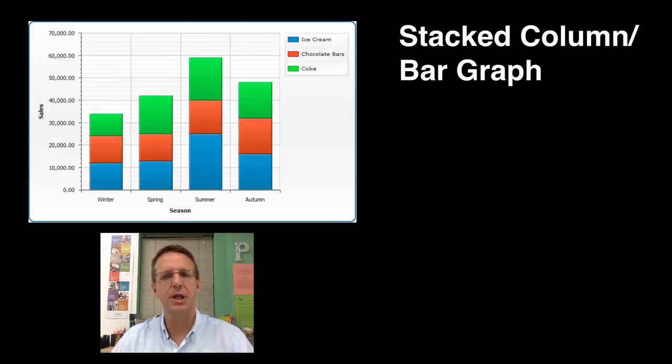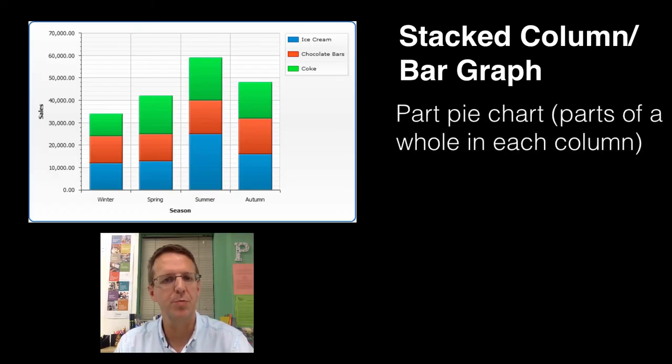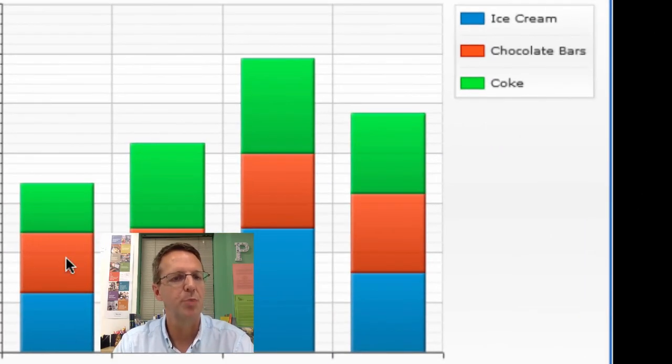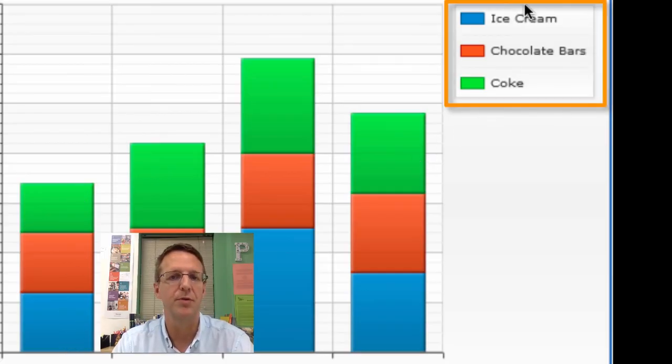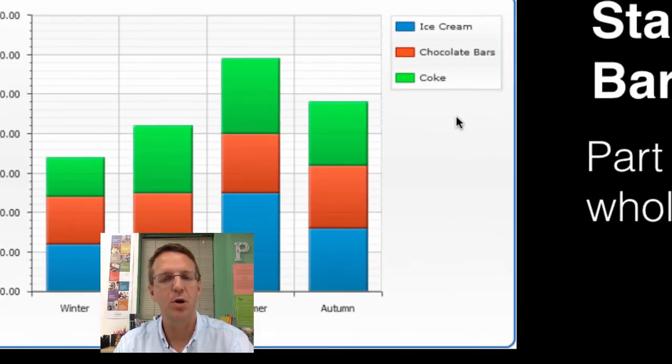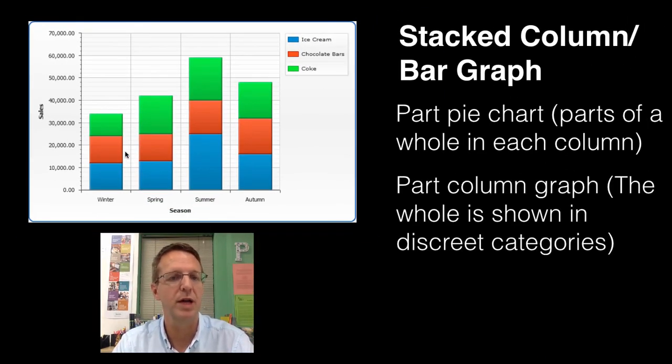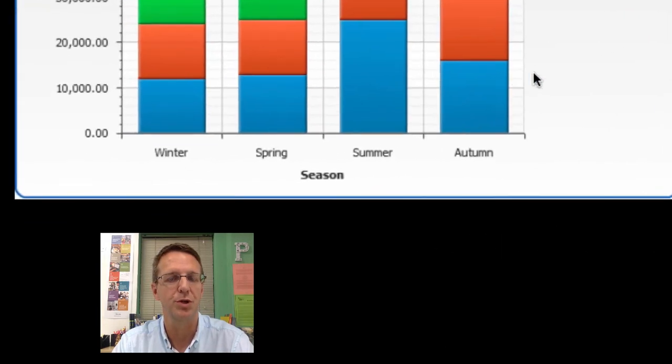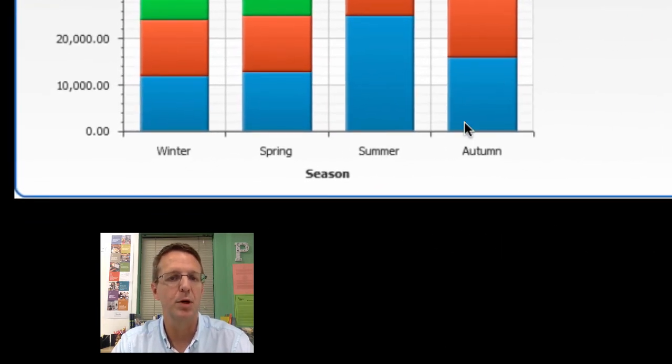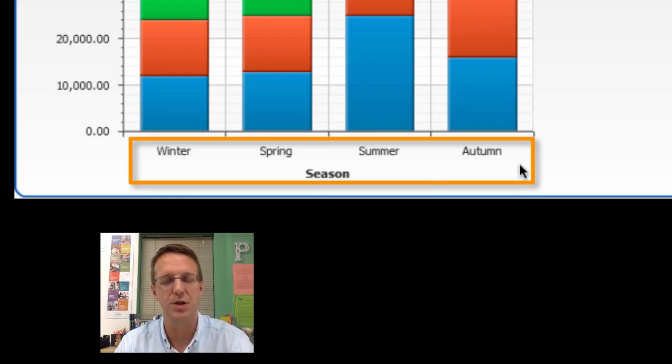The last one is the stacked column or bar graph. And this is kind of a child of both pie and column charts. So for example, it's part pie graph because what you've got in each column is parts of a whole. So in this case, the different parts are the types of junk food that people are eating. And it's part column graph because you still have discrete categories into which that data is put. In this case, you're looking at the seasons.